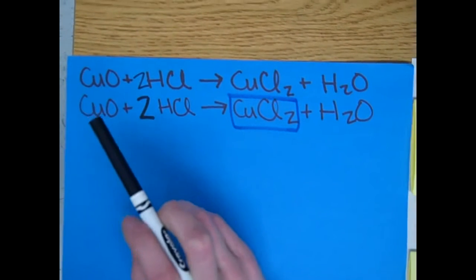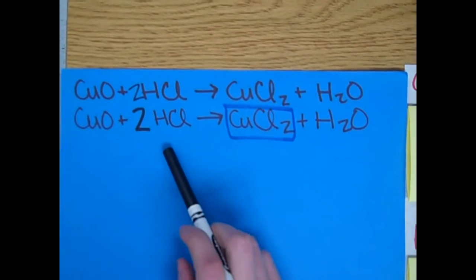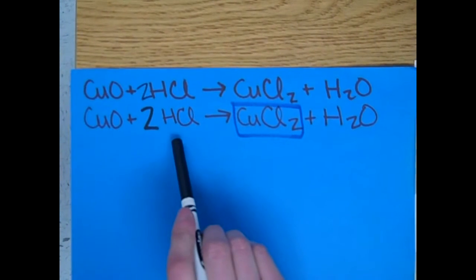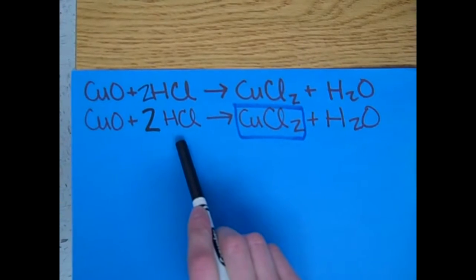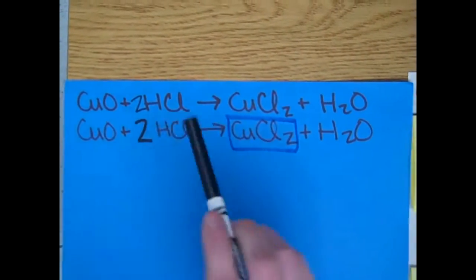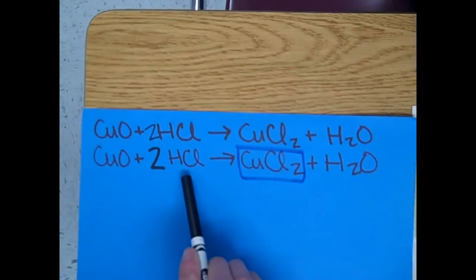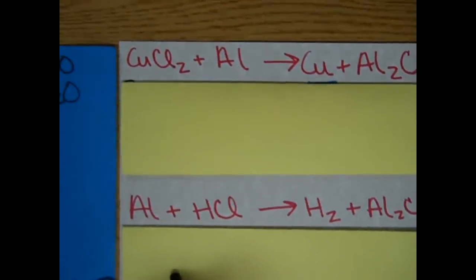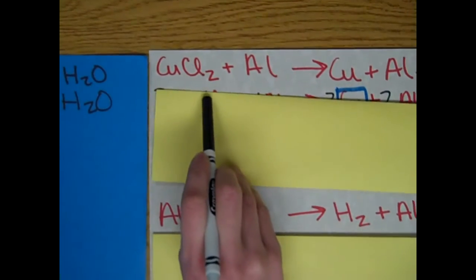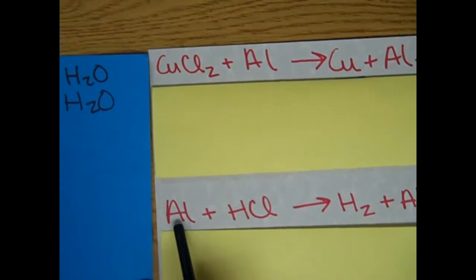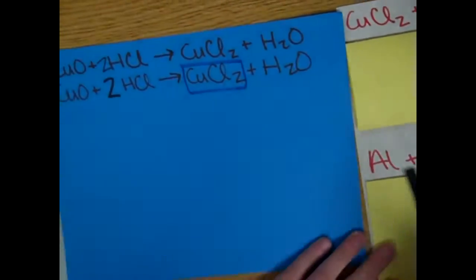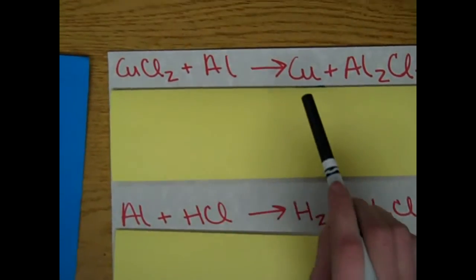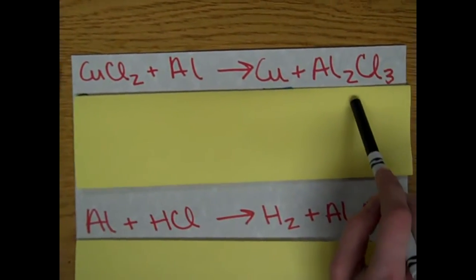In the previous reaction, we combined copper oxide and hydrochloric acid to form copper chloride and water. Since we added more hydrochloric acid than was able to be all used up with the copper oxide, there's still some hydrochloric acid left over that will also be used in the next reaction. When I add aluminum to the test tube, the copper chloride will react with the aluminum, but also the aluminum will react with the leftover hydrochloric acid. So, for the copper chloride and aluminum, it forms copper and aluminum chloride.